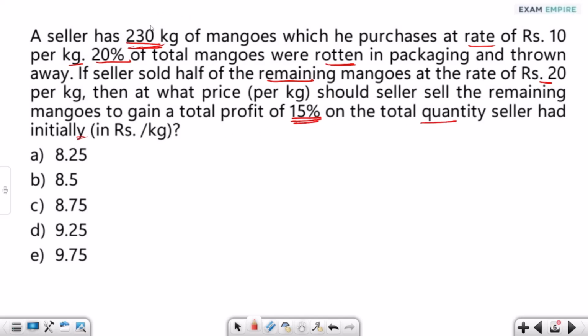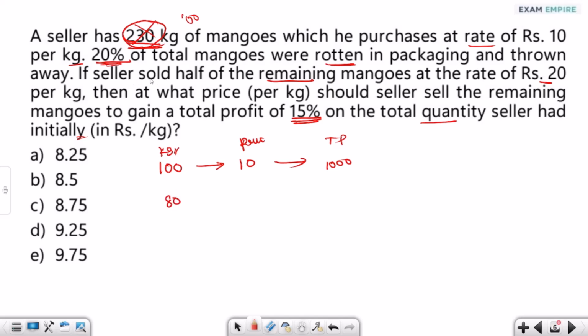Okay, so here in this particular question, instead of taking 230 kgs, that is total, we will consider it as 100. Okay, a seller has 100 kgs and per kg is 10 rupees. Okay, so this is price per kg and total price will be 1000 rupees. Okay, so this is kgs. Here if you observe, 20% of the mangoes are rotten. That means 20 is rotten, in the sense remaining 80.